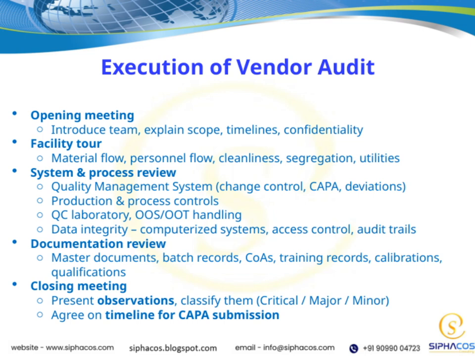We also examine production and process controls, including the QC laboratory and how OOS and OOT results are managed. Proper handling of these aspects is vital for ensuring product quality. Data integrity is another key area. We scrutinize computerized systems, access controls, and audit trails to verify that data is accurate, complete, and secure.